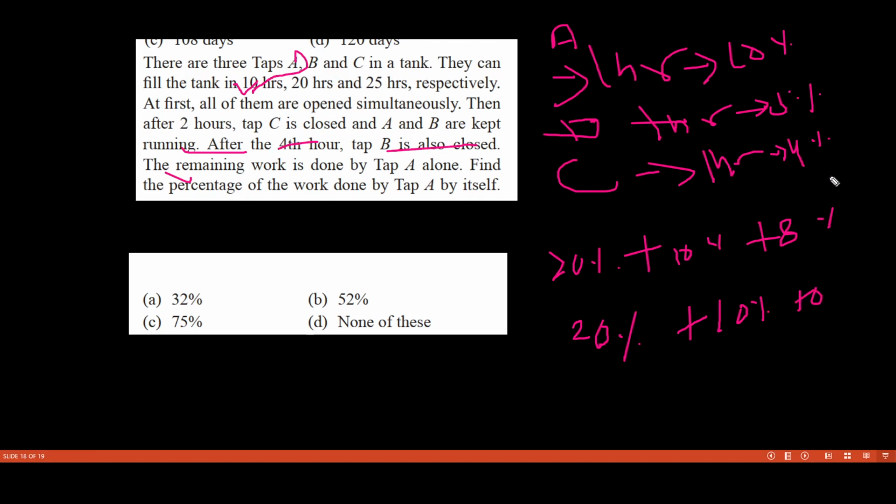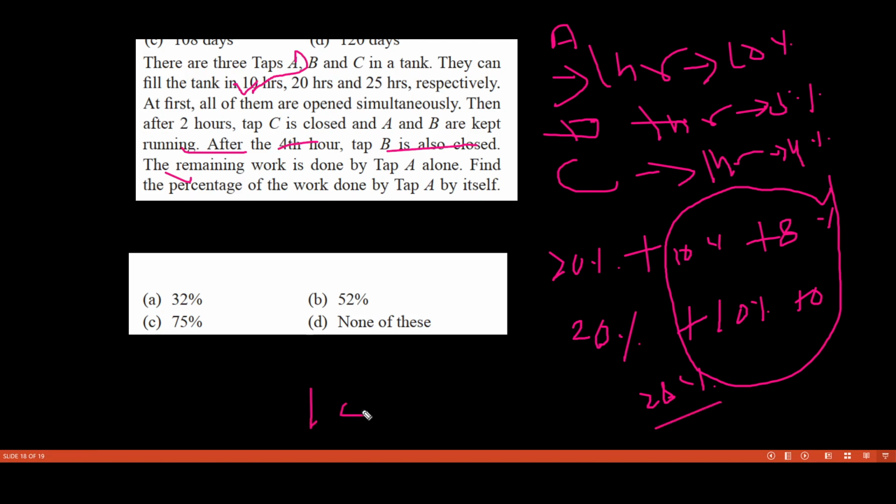In total, other than A, B and C are filling 20% plus 8%. So there is 28% of the tank filled by B and C. So 100 minus 28, because the rest will be filled by A only. So you get 72% as the answer. So D, none of these, is the answer because you are getting 72%.